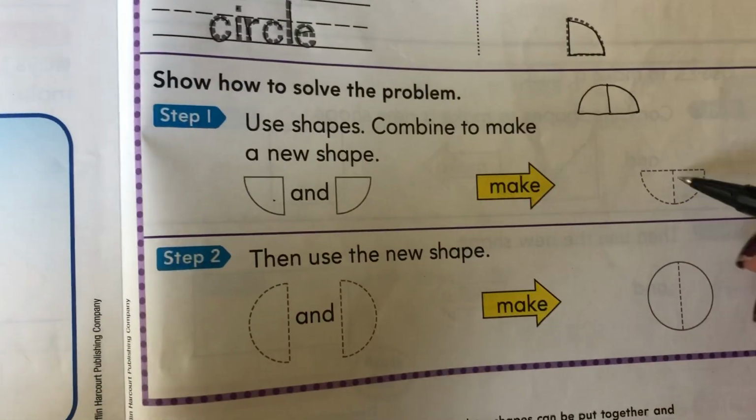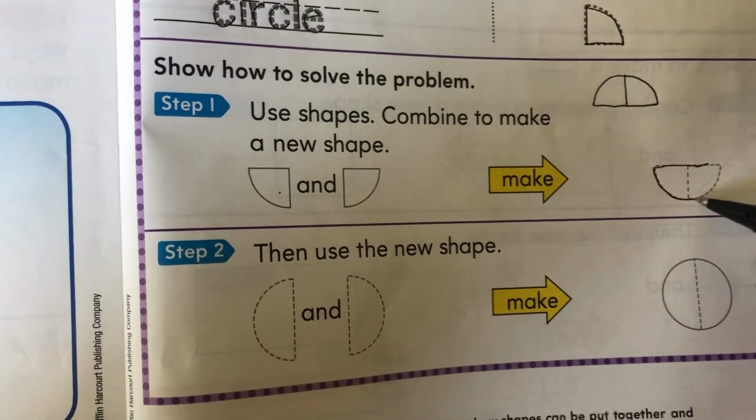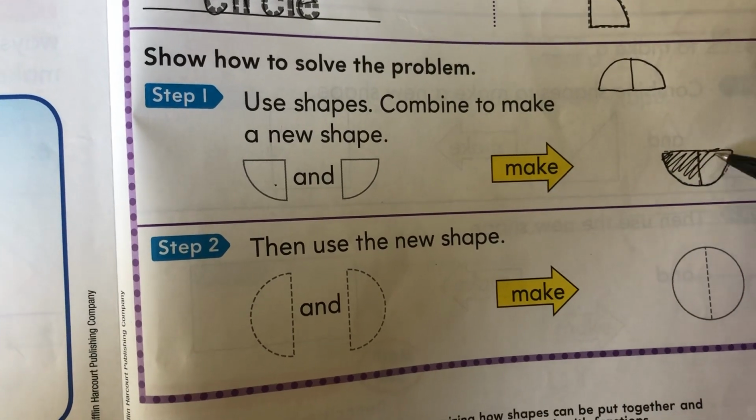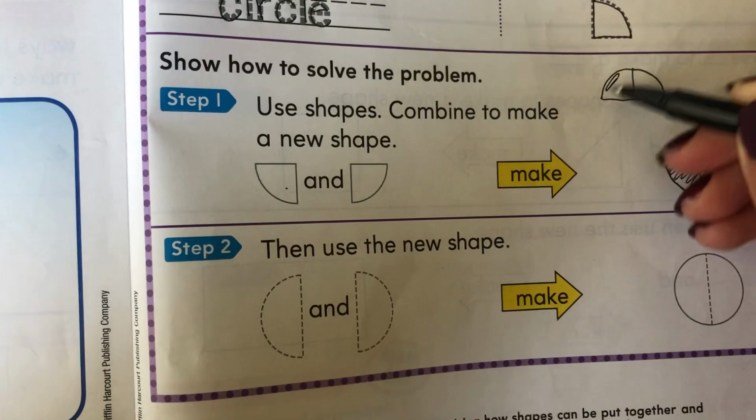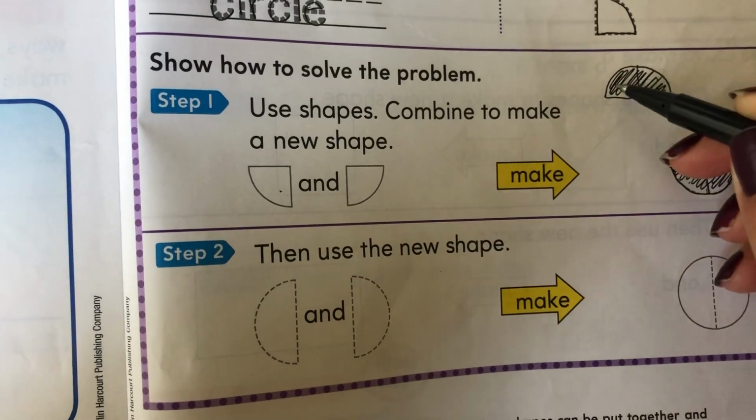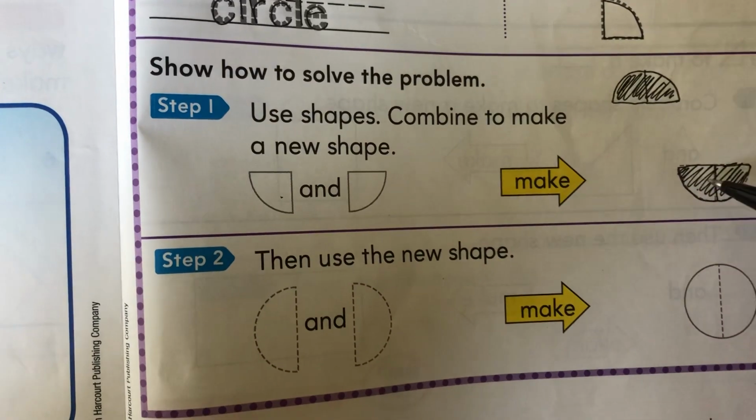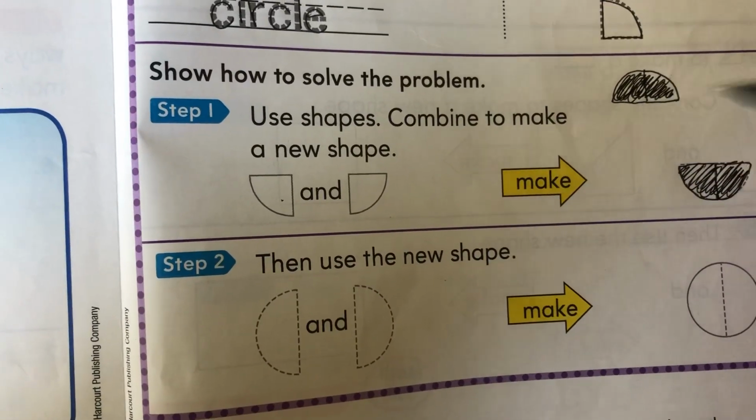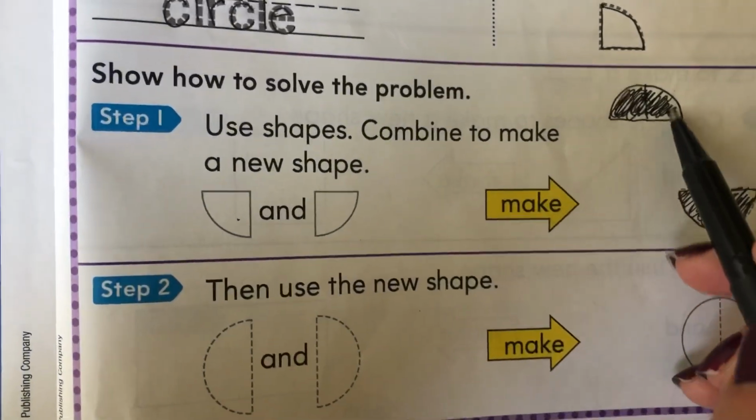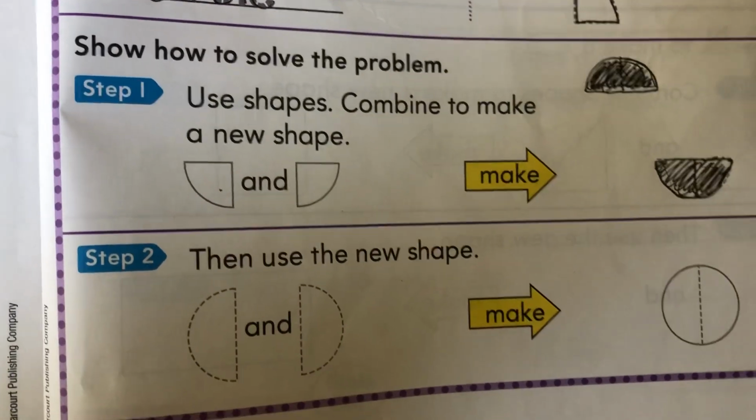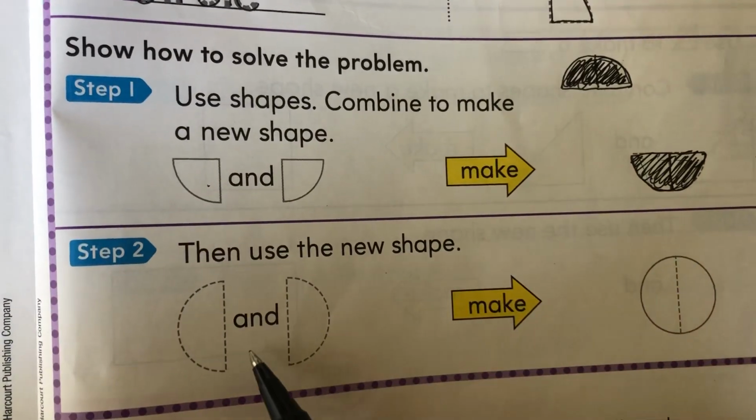Now, if I put these together, it's saying right here that this is a new shape. Okay. So if we put them together, we made a new shape. What is it? I'm going to color it in so you can see the new shape. I used 4 pieces, 1, 2, 3, 4, but now I made 2 halves. Here's a half here, 1, 2. We made 2.